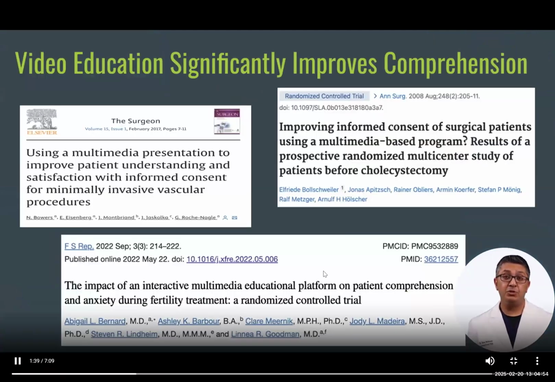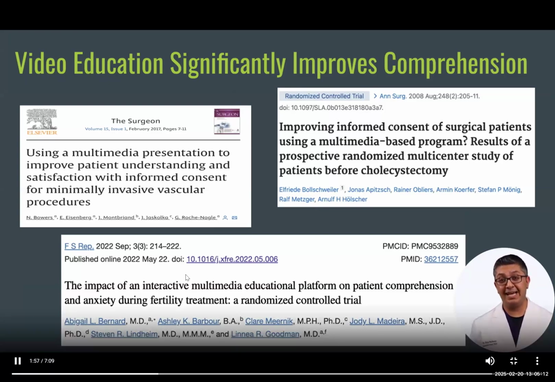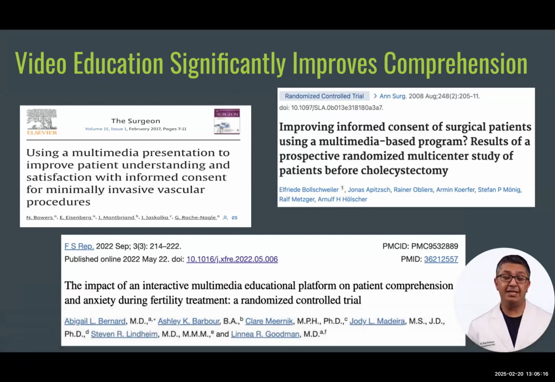Multiple randomized controlled trials have demonstrated the efficacy of multimedia-based patient education. Video content, in particular, shows significant improvement in patient comprehension and satisfaction with informed consent processes. This evidence spans various surgical specialties and procedures, consistently demonstrating enhanced patient understanding compared to traditional methods.